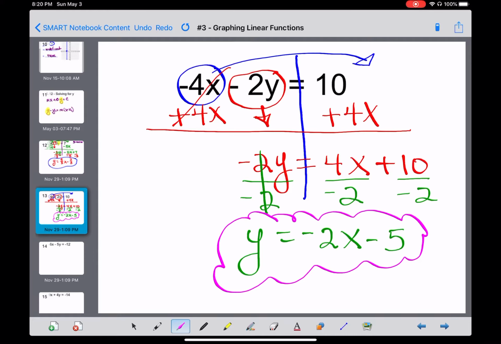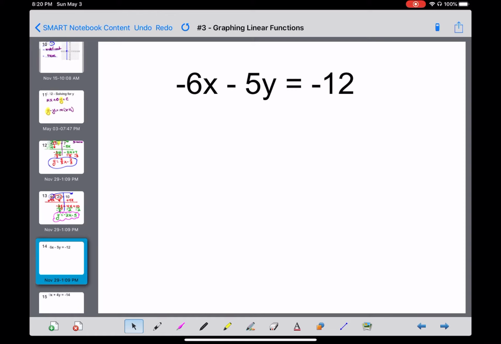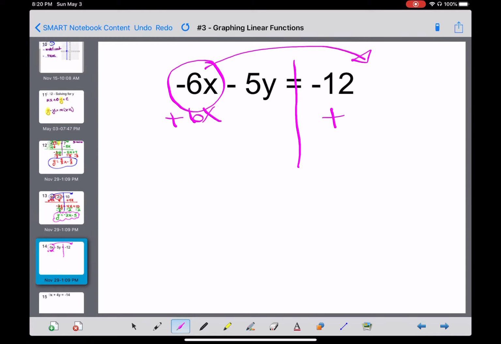Okay. Next one. I'm just going to go ahead and do one more. All right. So here, again, here goes my line. I know that the -6x has to go to the right. The way that I'm going to do it, I am going to add 6x to both sides so I can get rid of it, so I can cancel it.